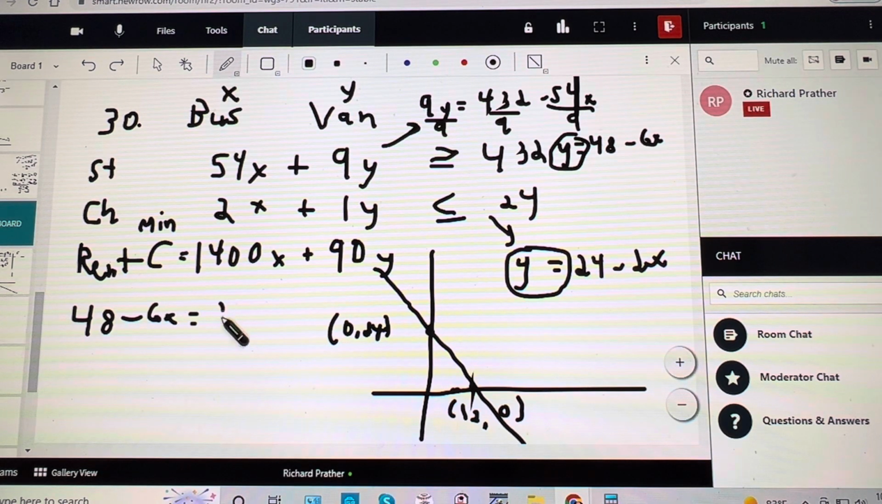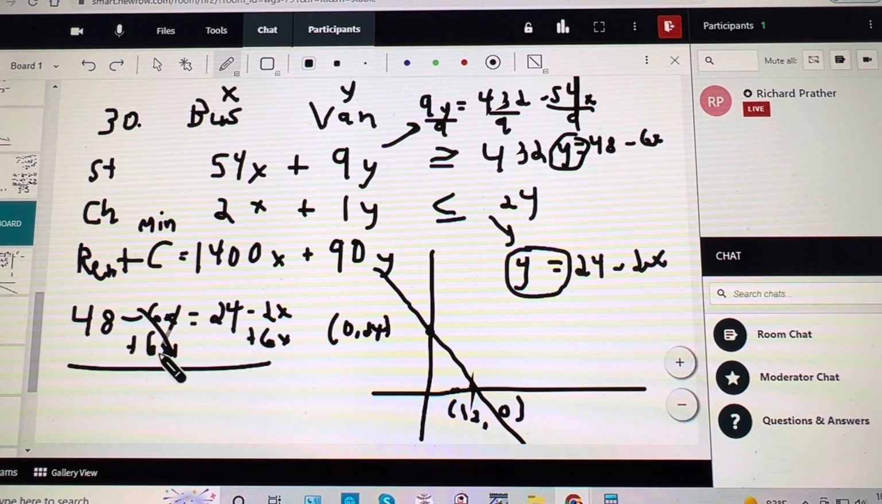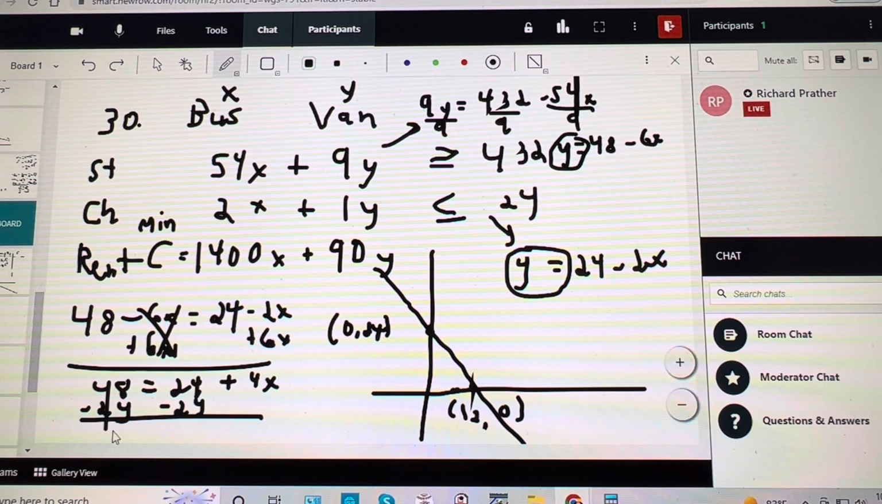And since we don't have a third line to worry about, this is the only possible extra corner point. If there was a third line coming in, it could cause a second extra corner point. So I'm going to add 6x. That would be positive 4x. Subtract 24. That is 24. Divided by 4, x is 6.